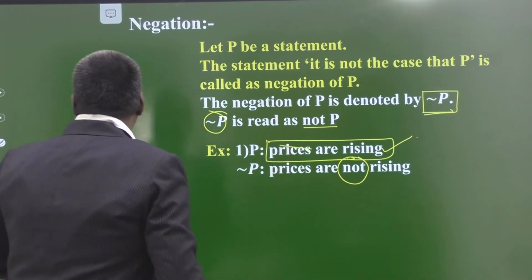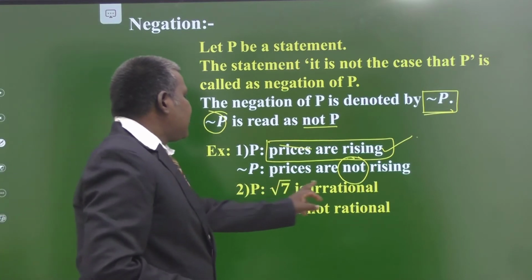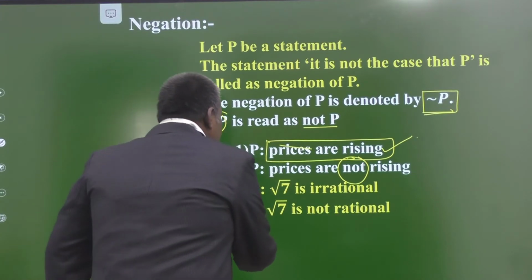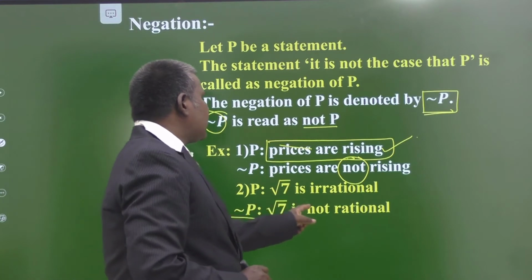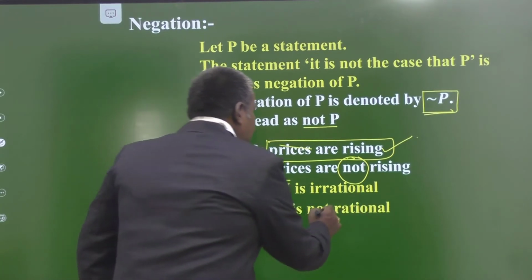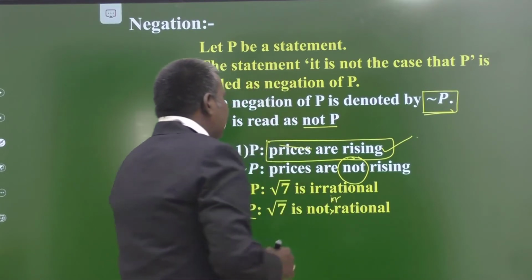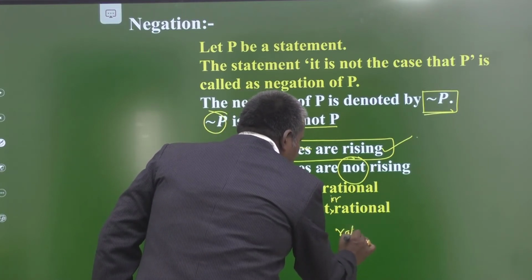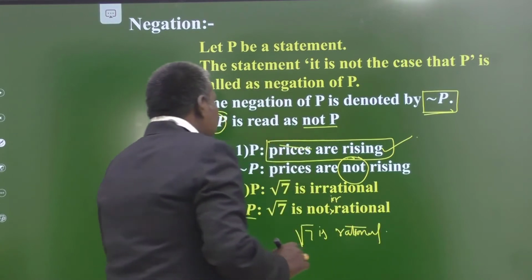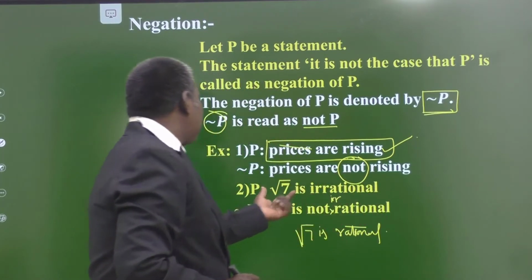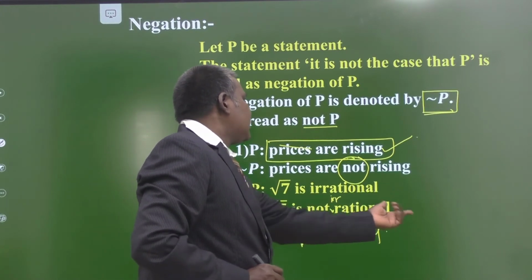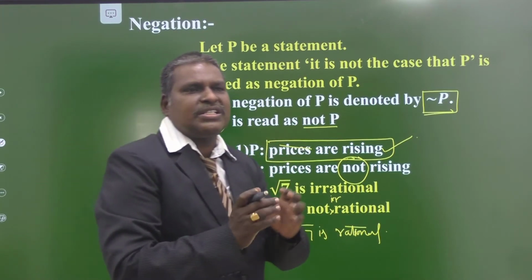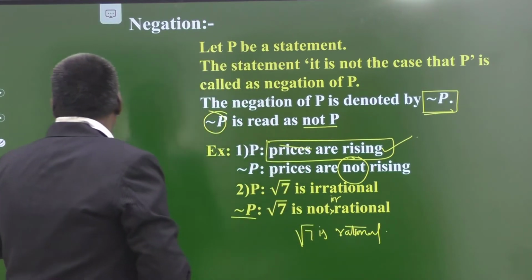Let us see one more example. P is my mathematical statement: root 7 is irrational. What is the negation of P? Negation of P is nothing but root 7 is not irrational. Not irrational means that root 7 is rational. So root 7 is irrational is my P, and negation of P means root 7 is not irrational, which means rational. The negation of a statement is obtained by just including not in that statement. Understand? Next.